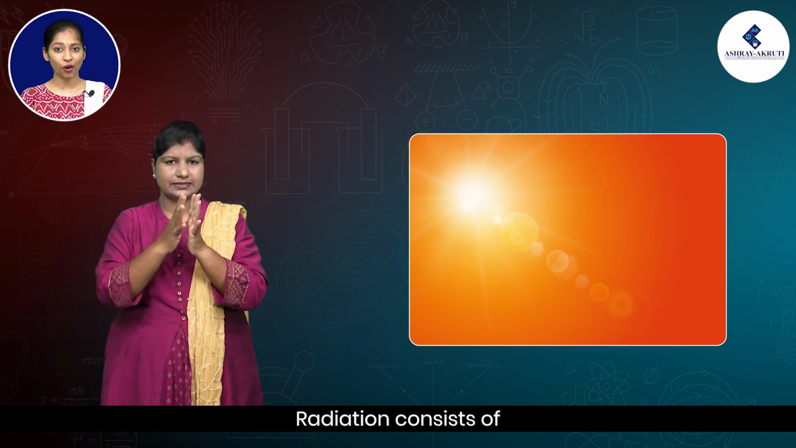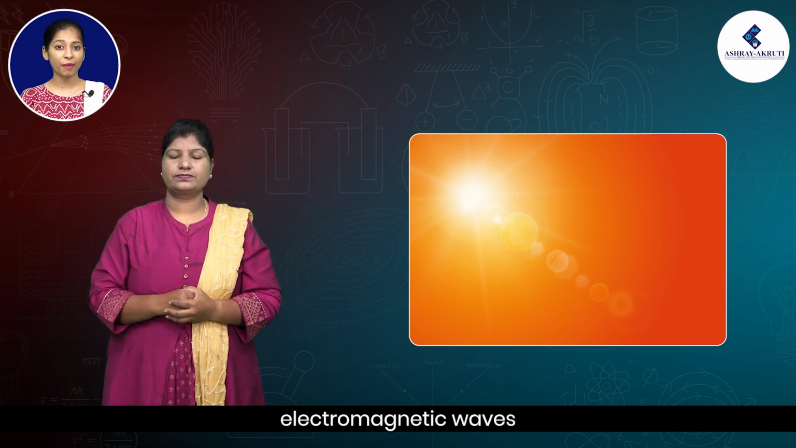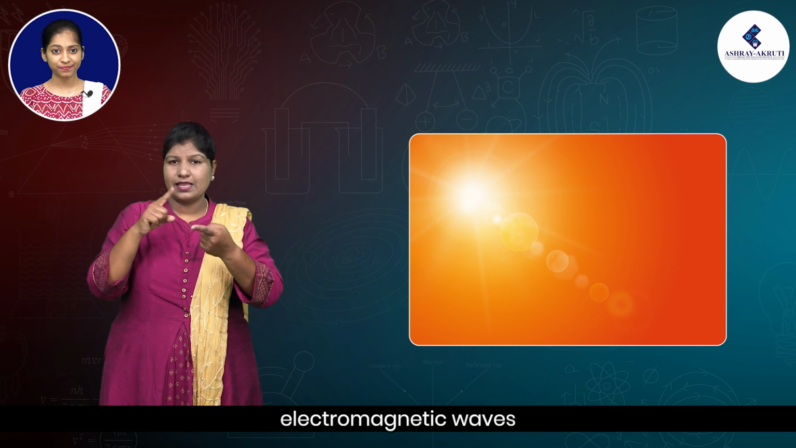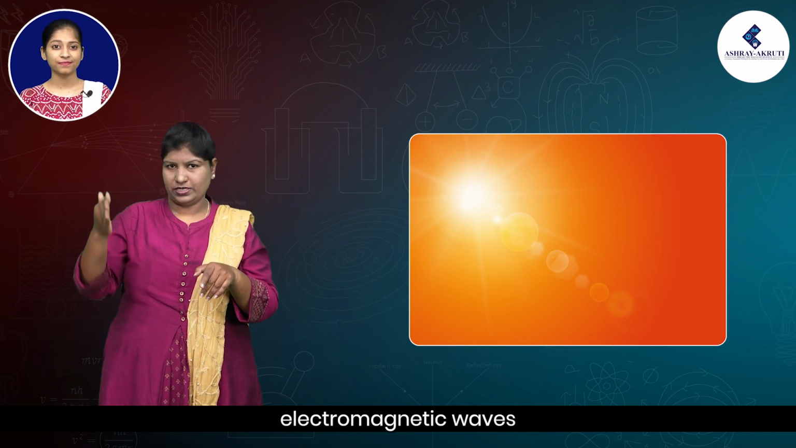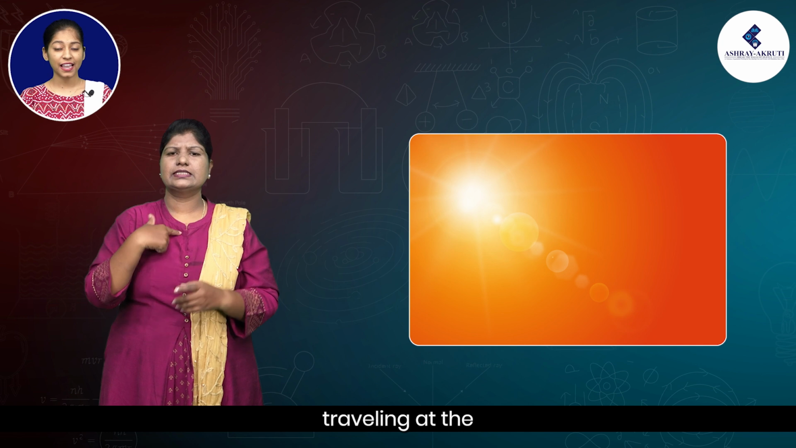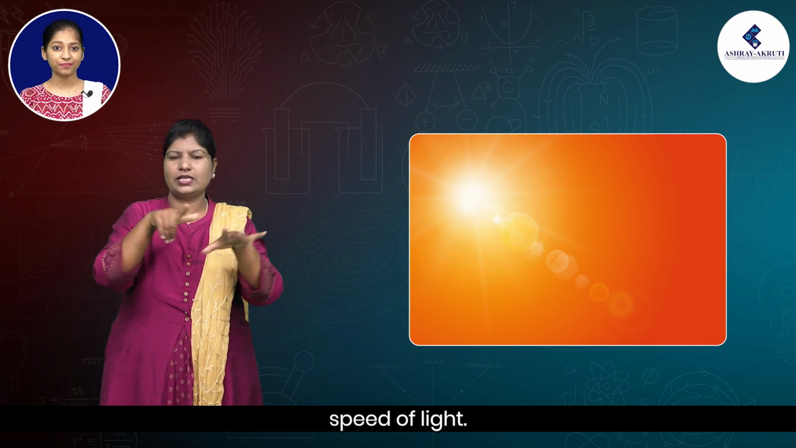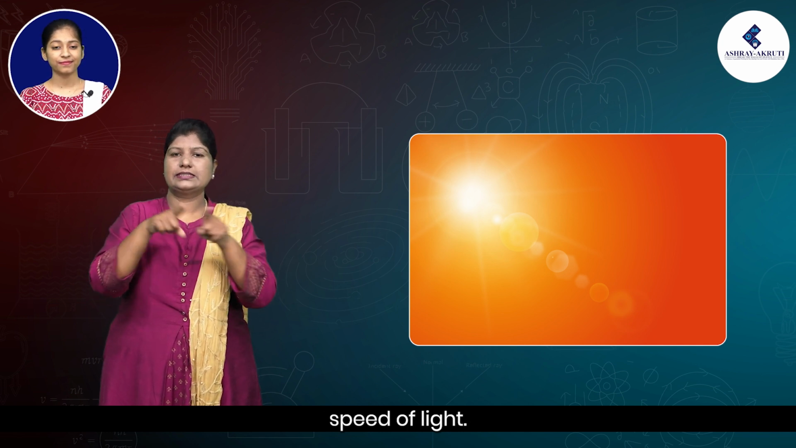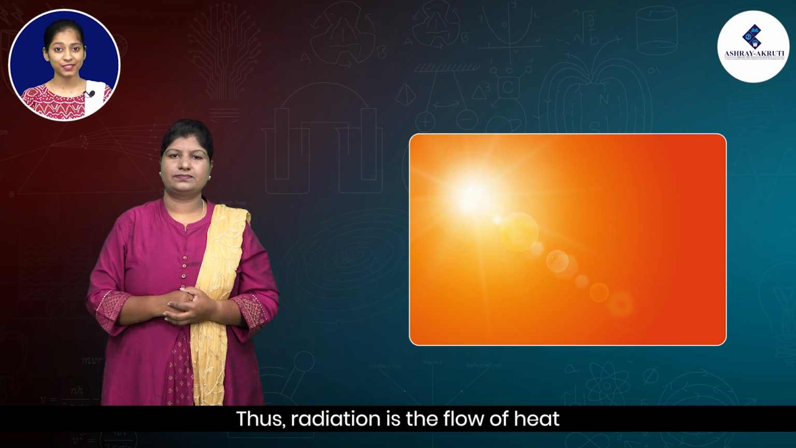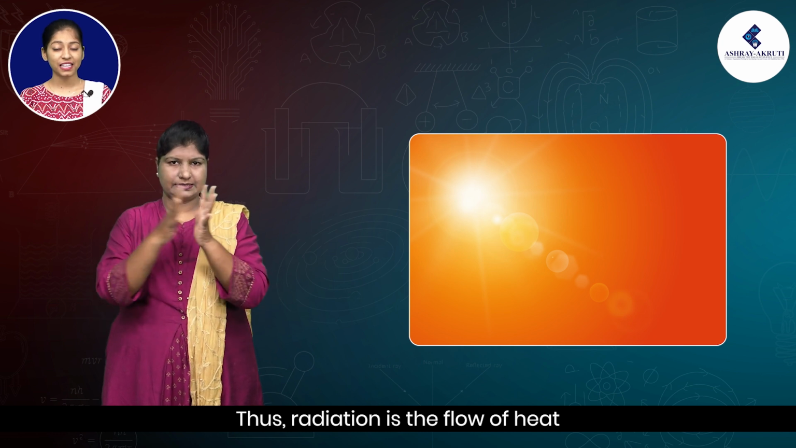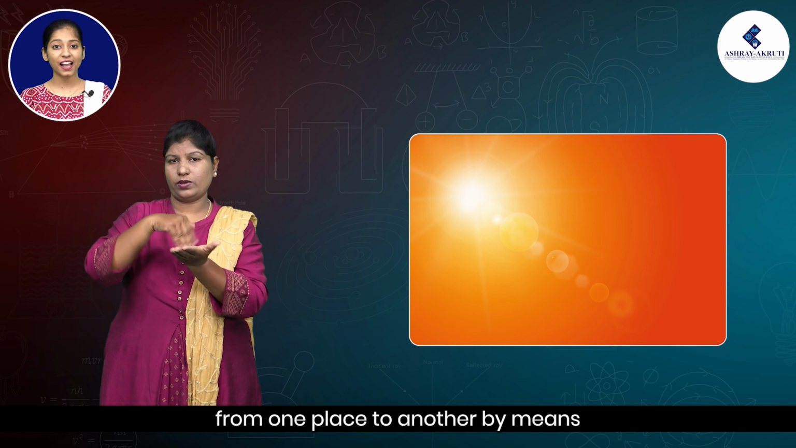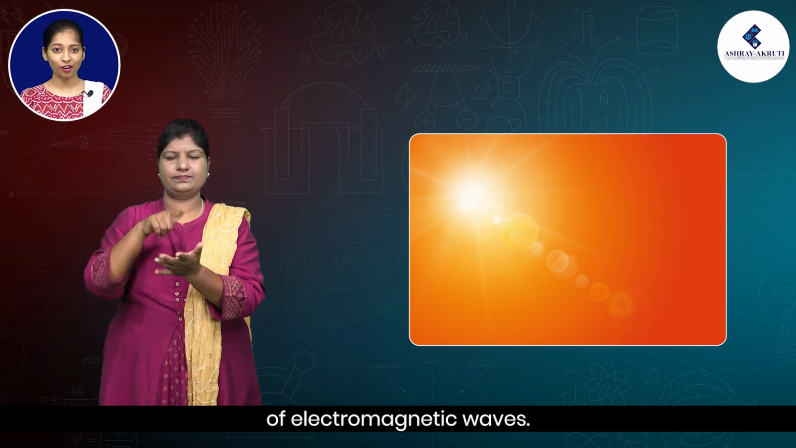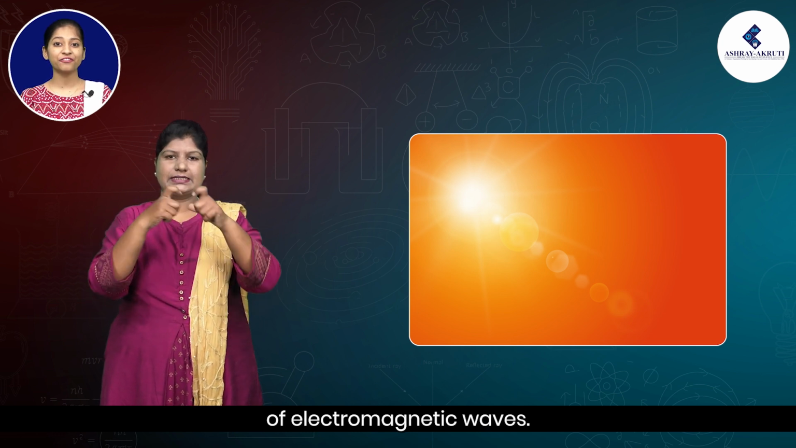Radiation consists of electromagnetic waves, traveling at the speed of light. Thus, radiation is the flow of heat from one place to another by means of electromagnetic waves.